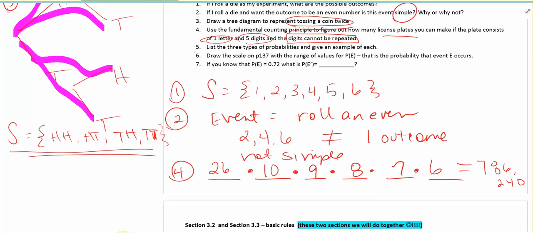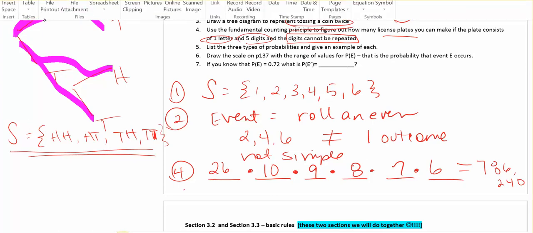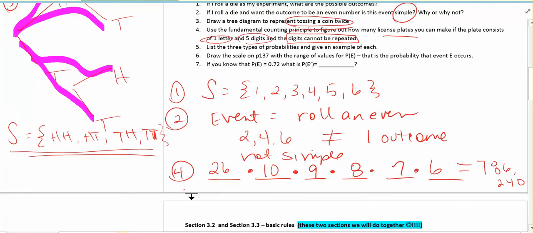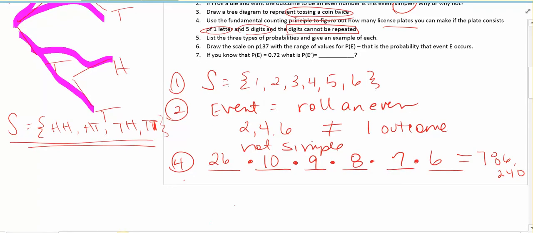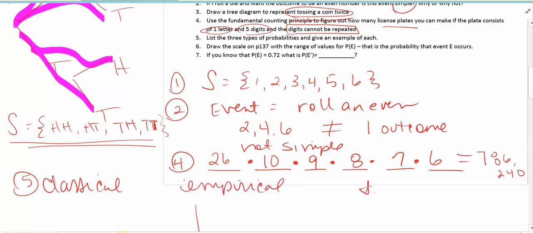All right, list the 3 types of probability and give an example of each. So what are the 3 types of probabilities? Let me insert some space here so I can write. All right, so I have classical, I have empirical, and I also have subjective.